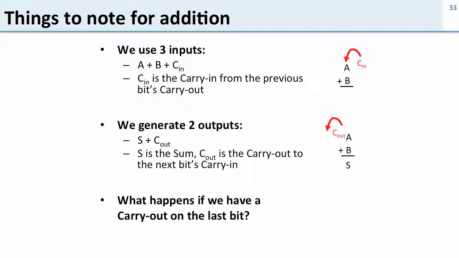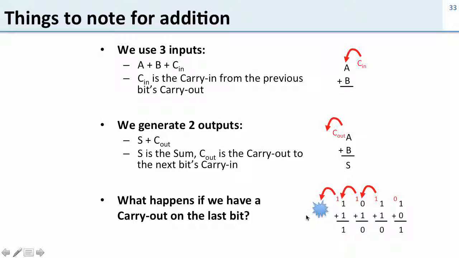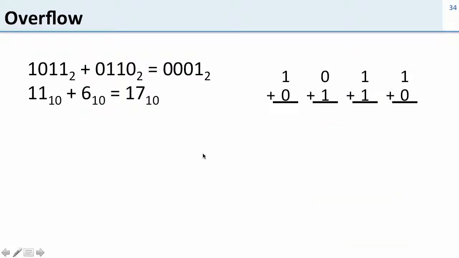Now there's a question, what happens if we have a carry out from the last bit in our number? What does that mean? So imagine we have this scenario. We're adding up 2 numbers and we get a carry out all the way on the edge, but there are no more numbers over here, no more bits. What does that mean happened? So let's take a look at an example here.